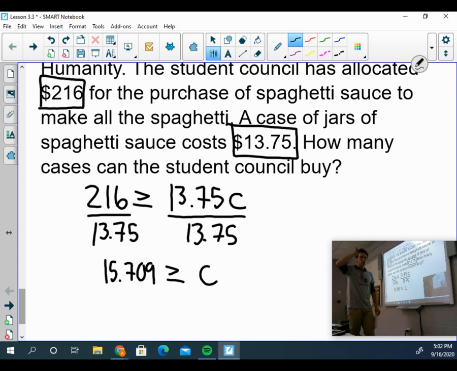Now, what alarm should be blaring in your brain is, can I get 15.7 cases of spaghetti? Absolutely not. No, you can't. So what must we do? Well, though math tells us typically round up, in this case, given the context of the problem, we must round down. Why? Because if we go over that 15.7, we will outspend our budget. Therefore, the maximum number of cases you could get would be 15 cases. In other words, if they buy 15 or fewer cases of the spaghetti sauce, they will stay in the budget for that Habitat dinner. Okay?